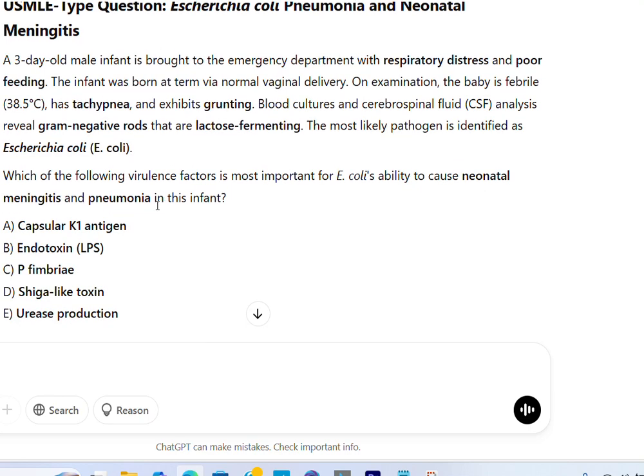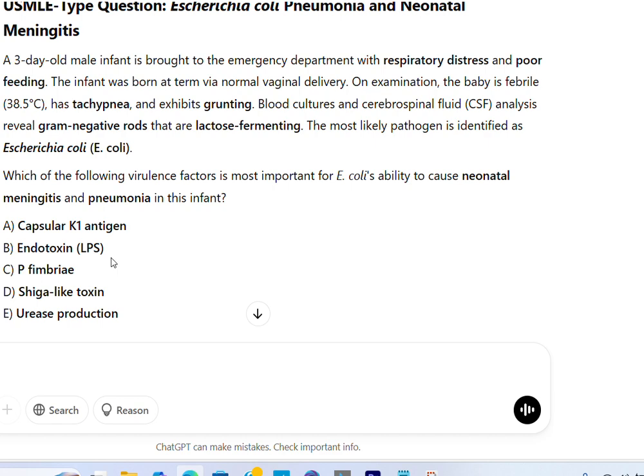USMLE type question: Escherichia coli, pneumonia, and neonatal meningitis. A 3-day-old male infant is brought to the emergency department with respiratory distress and poor feeding. The infant was born at term via normal vaginal delivery. On examination, the baby is febrile, 38.5 degrees Celsius, has tachypnea, and exhibits grunting.